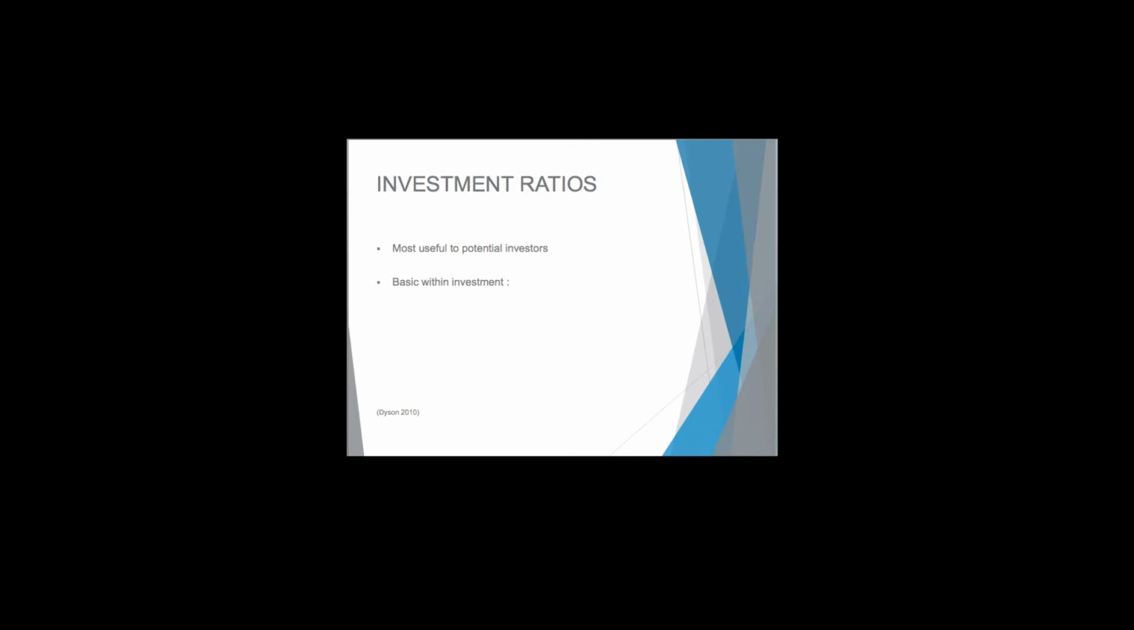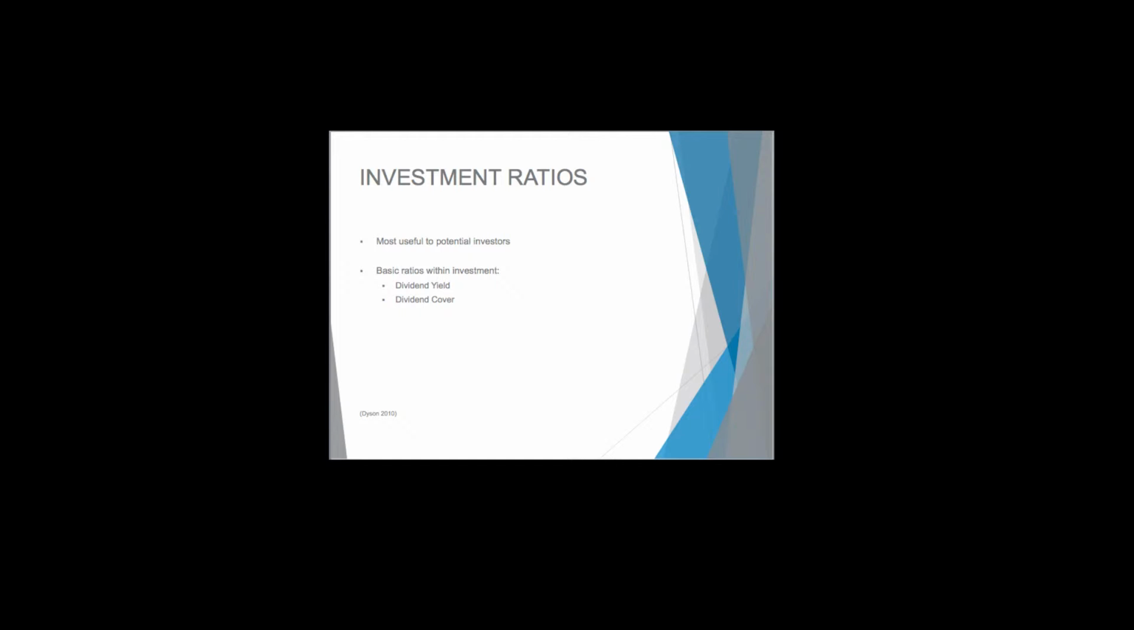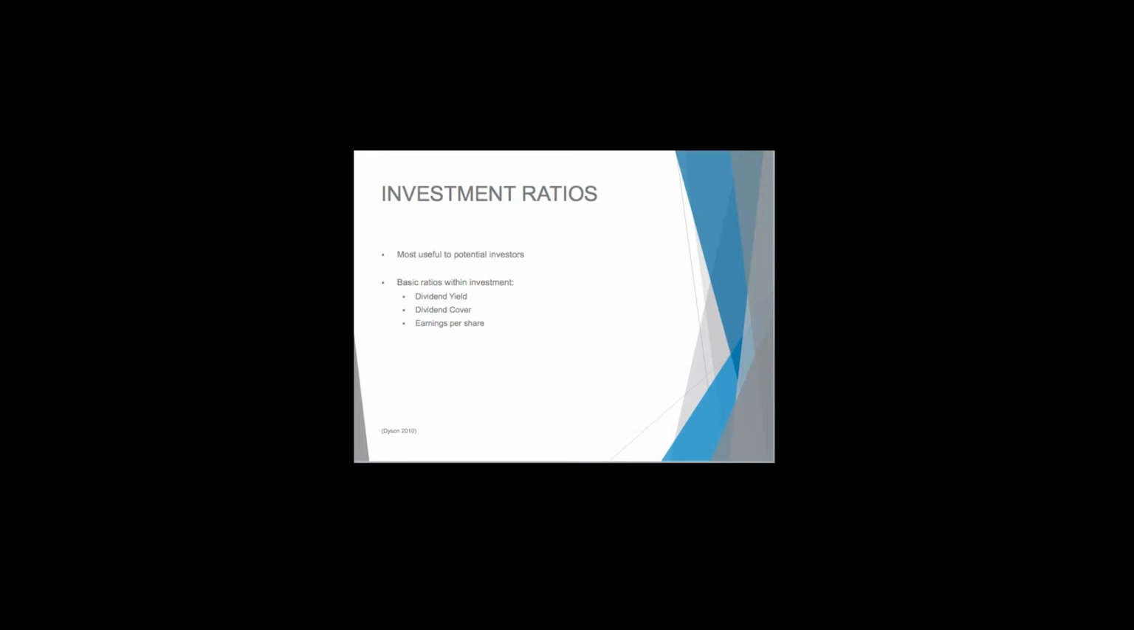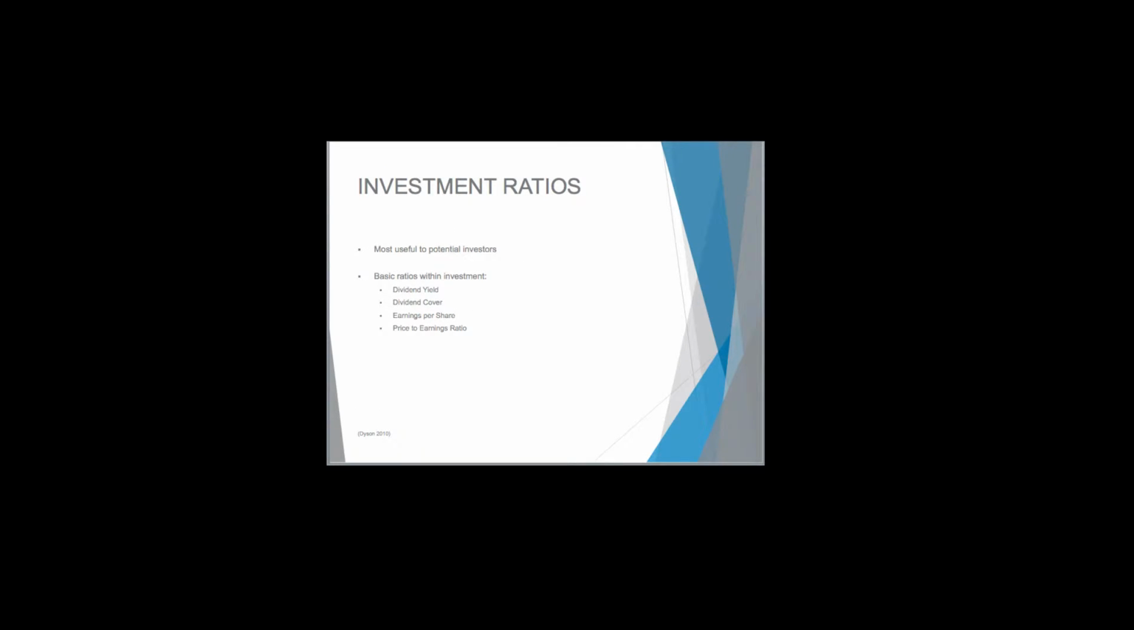According to Dyson, there are four basic ratios within investment: dividend yield, dividend cover, earnings per share, and the price to earnings ratio. So, Paddy, what does dividends mean then? Well, James, according to Investopedia, dividends is a distribution of a portion of a company's earnings decided by the board of directors to a class of its shareholders. Dividends can be issued as cash payments, shares of stock, or other property. So is that where the phrase divvied out has come from then? Yeah, it's basically sharing out a total.